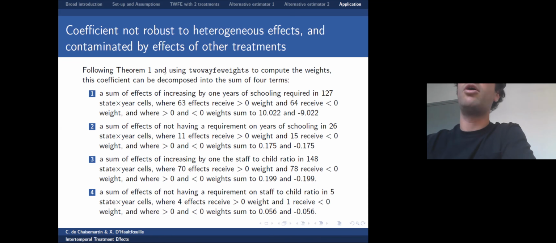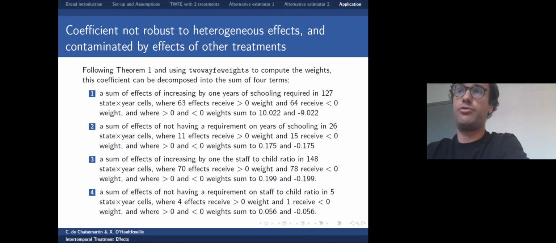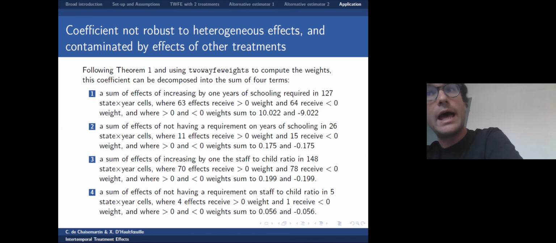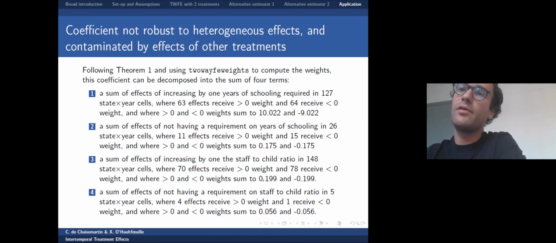The coefficient on the years of schooling treatment is actually contaminated, for instance, by the staff to child ratio treatment. It also measures the effect of increasing the staff to child ratio, with those positive and negative weights.